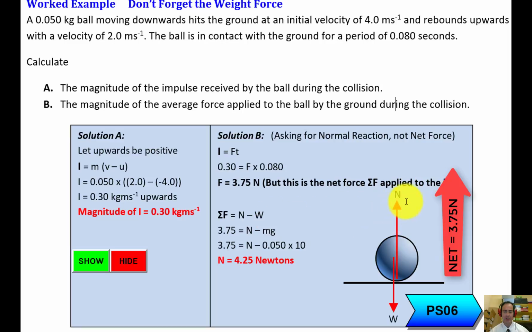And as I've noted, this is the net force applied to the ball, which is a combination of two forces. The ground pushing up, normal reaction, and of course the weight of the ball, mg. And if we apply those two to the net force equals N minus mg, taking upwards as positive still, we have N equals 4.25 newtons, bigger than the net force.